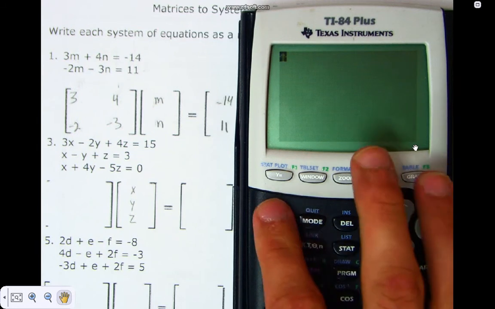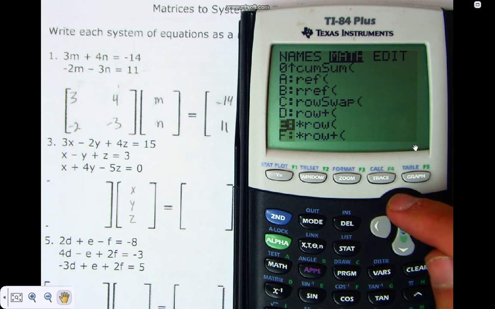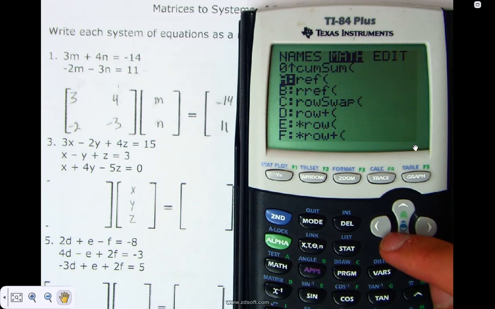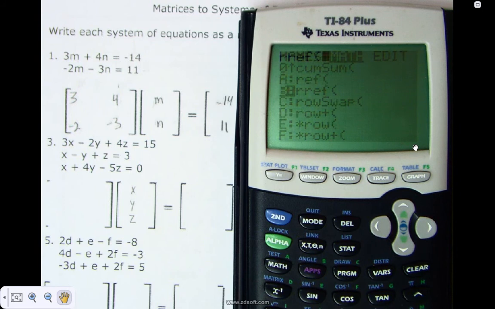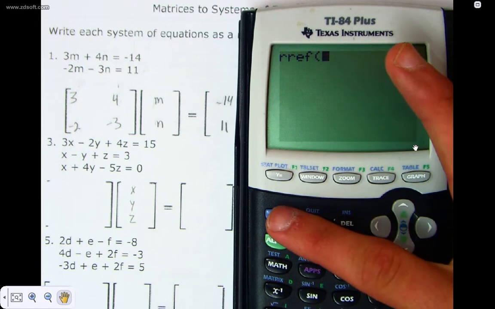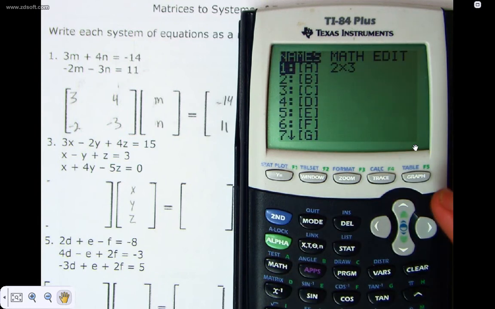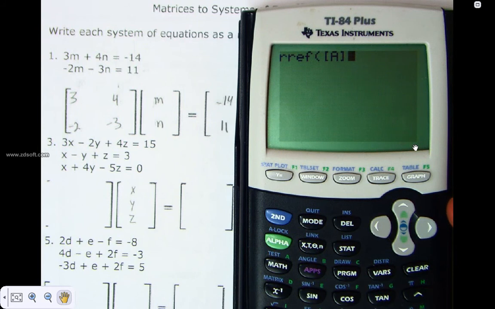Now press second matrix, and here's where the calculating happens. Go over to math, scroll up until you get to RREF. Press enter, select that. Now it's saying the RREF, which is reduced row echelon form. You guys don't need to know that, but it's the RREF of what right now? We need to make sure we put matrix A in there. Okay, so that's the matrix we just created. And once we do that, press enter, and it should give you your answer.